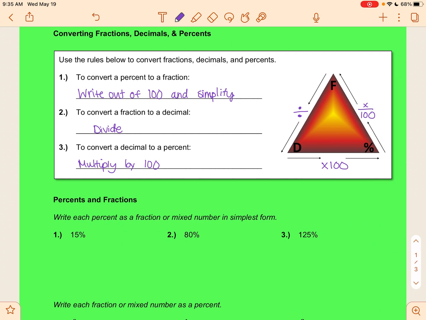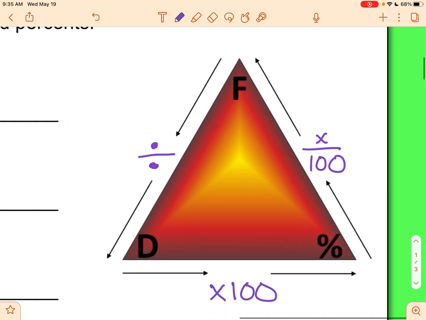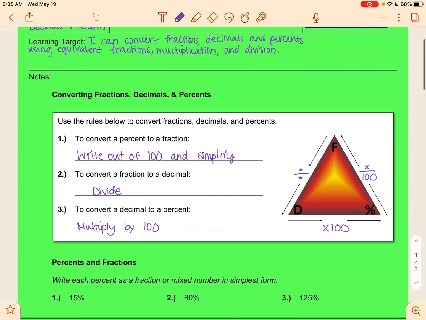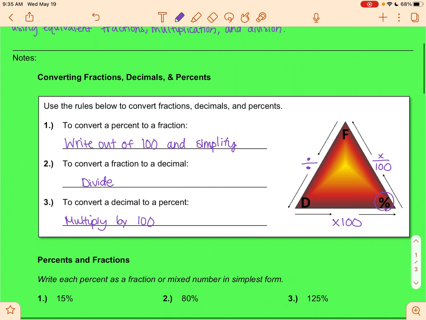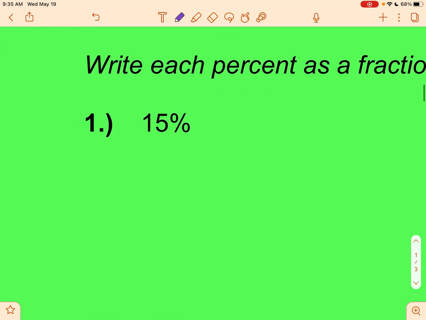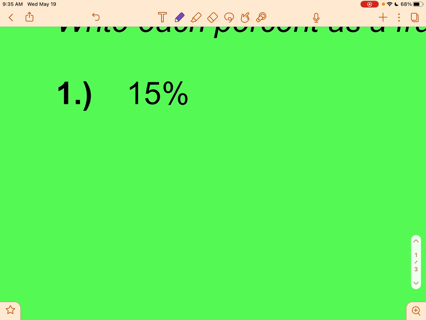Alright, so we are going from a percent to a fraction. We have 15% and we want to write it as a fraction. So from a percent to a fraction, we are writing it out of 100 and then simplifying. So let's take a look at 15%. We write it out of 100. So this is really 15 over 100. And now we need to simplify. We could divide both of these numbers by 5.